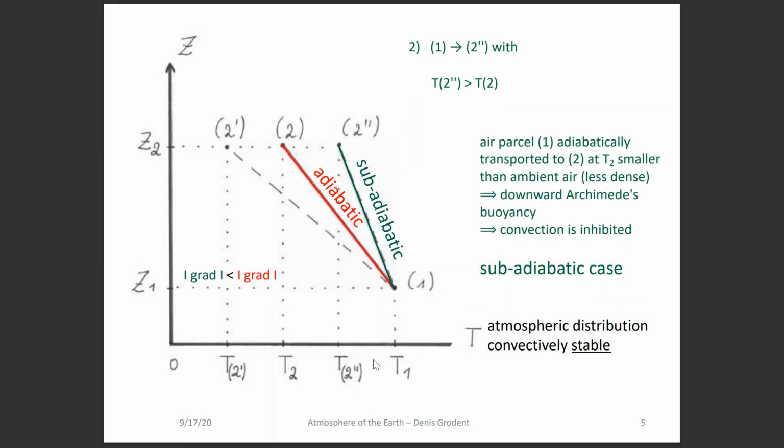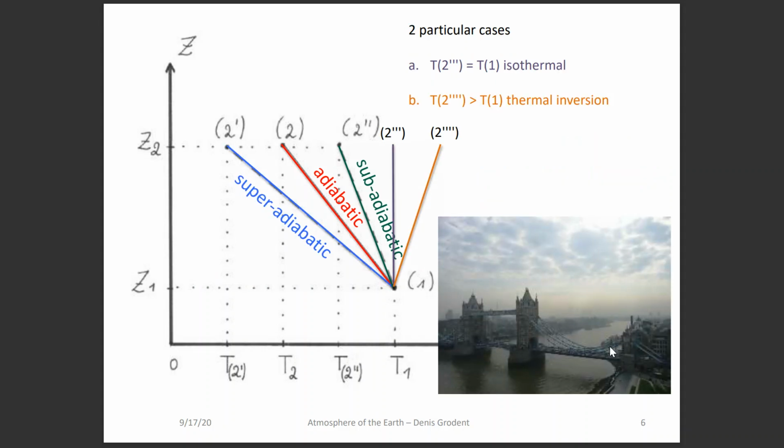Okay, now we can have another case when the atmosphere cools down to a temperature which is higher than the adiabatic one. It means that the atmosphere density is lower than that of a particle that cooled down adiabatically. So here the particle density is higher than the atmosphere, so it will not continue to rise and it will be stuck. So the convection is inhibited. The atmospheric distribution is convectively stable.